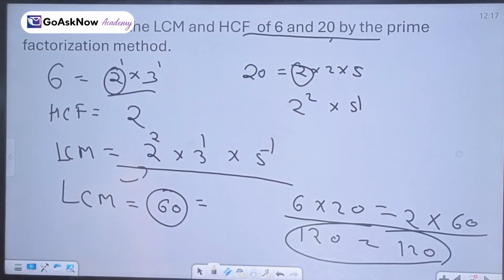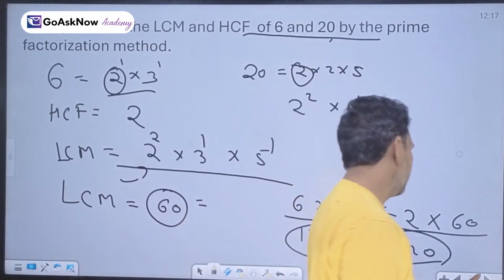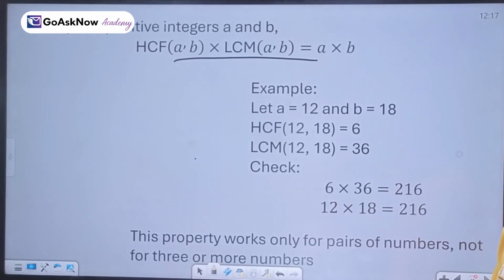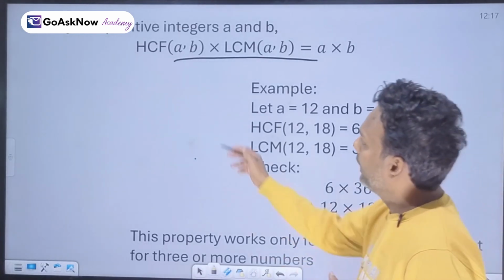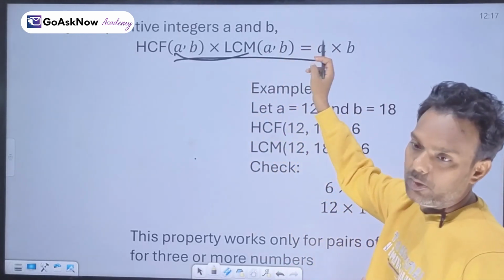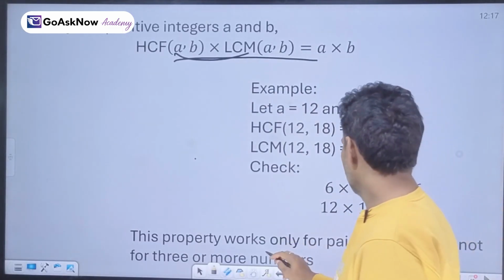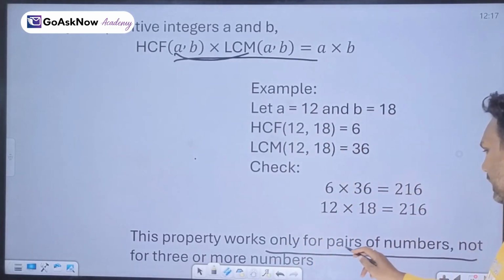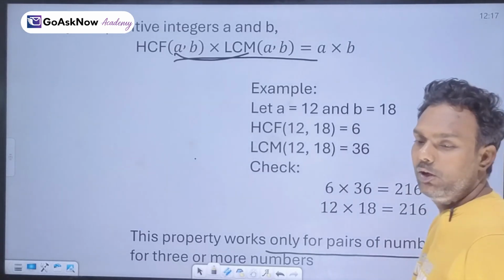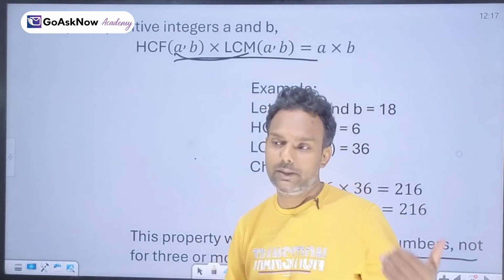So the conclusion is that for any given two numbers A and B, the product of its HCF and LCM will be the product of these two numbers. And this works only for a pair of numbers, which means only for two numbers, not more than two numbers, not for 3 numbers or 4 numbers.